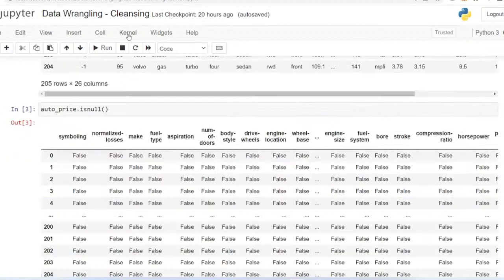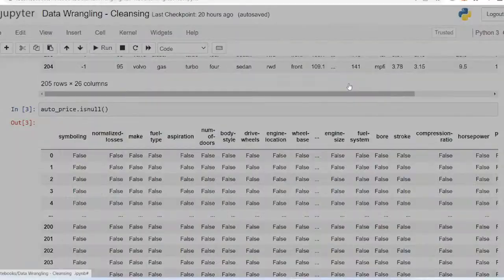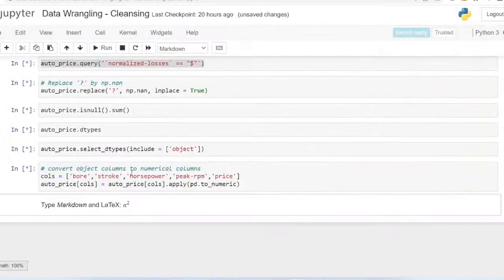Now let me run it. Click on kernel, restart, and run all.